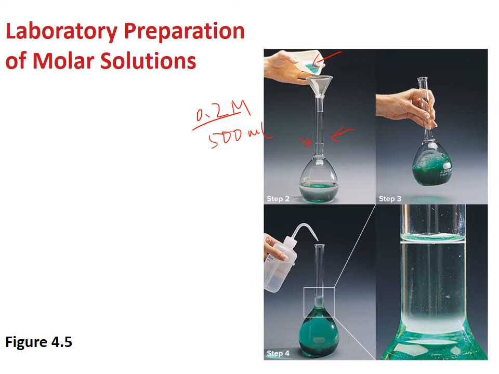Transfer the solid into the flask with a small amount of water first. You shake the flask until the solid all dissolves into the water solution. And then you add more water until the solution touches this ring. So at this point, you have the correct amount of the solute and the correct volume of the solution.